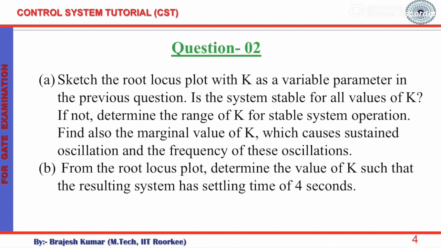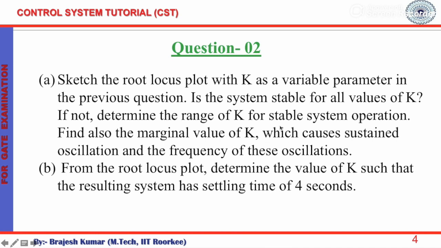Find also the marginal value of k. What will be the marginal value of k, which causes sustained oscillation? I said that if the system is not stable for all values of k, it will remain between two threshold points. You have to look for those threshold points on either side, left side or right side, which will give you the marginal value.